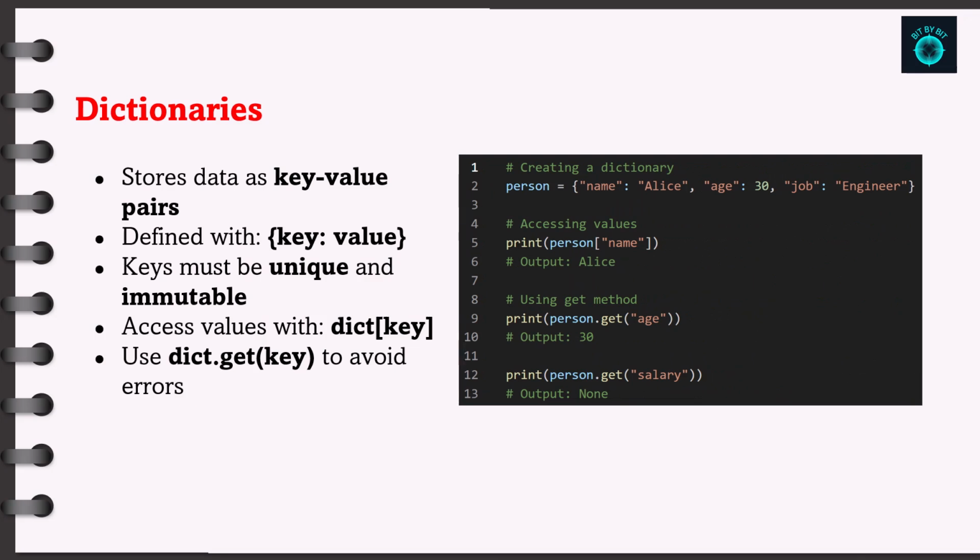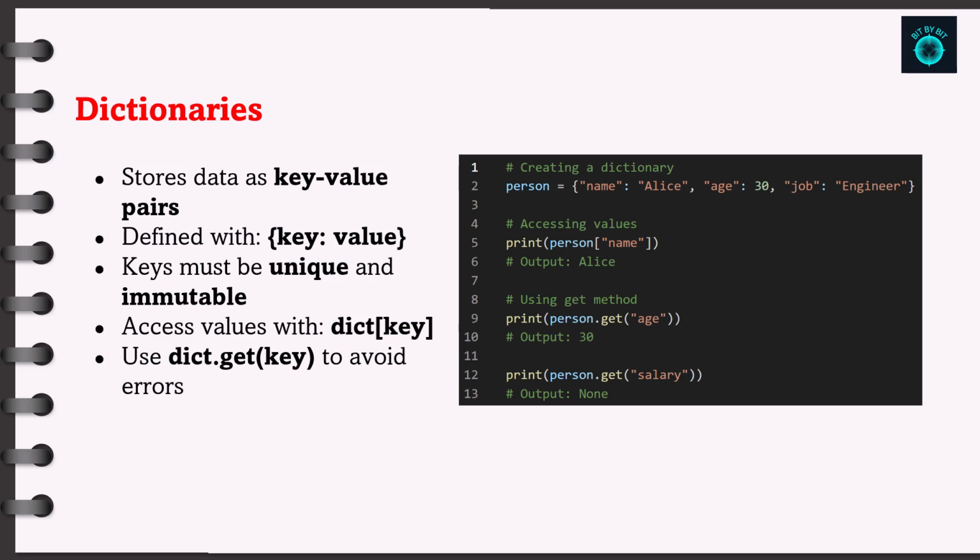Dictionaries. A dictionary in Python stores data as key-value pairs. You define a dictionary using curly braces, with each pair written as key, value. Dictionary keys must be unique and of an immutable type, like a string or number. To access a value, use square brackets and provide the key. If the key doesn't exist, this will raise an error.